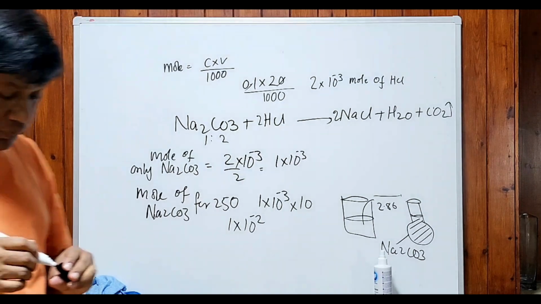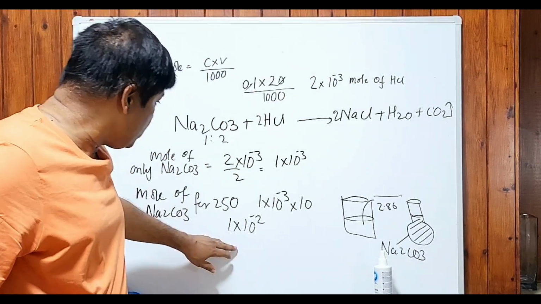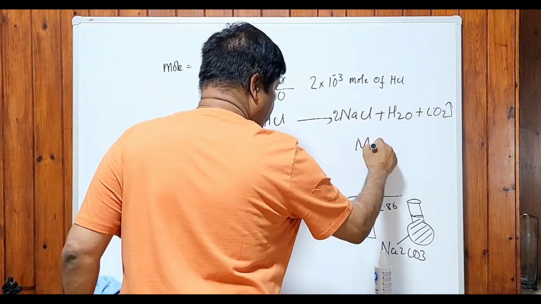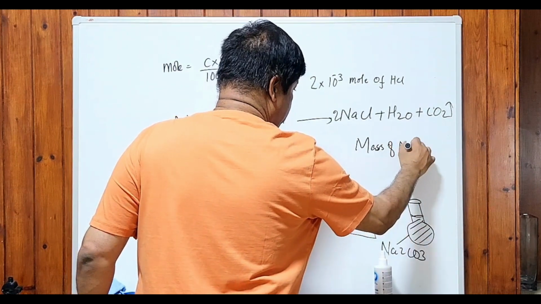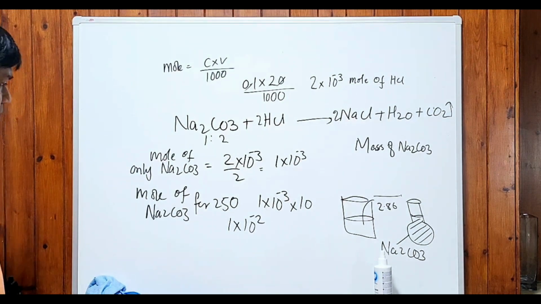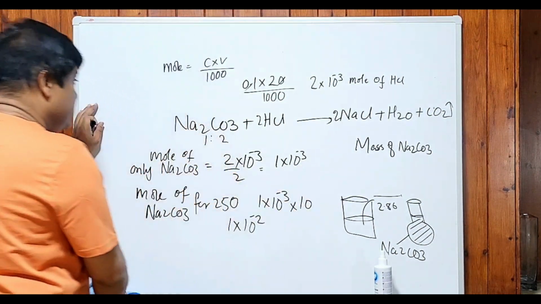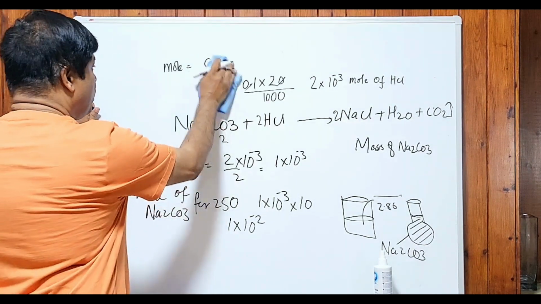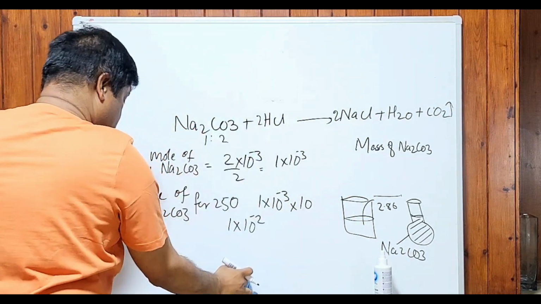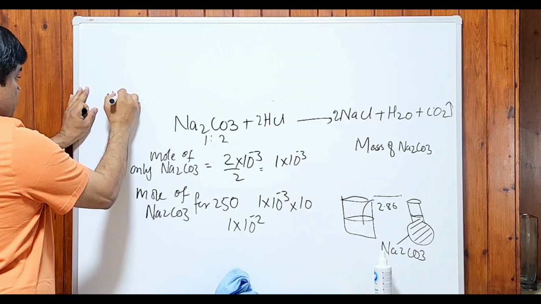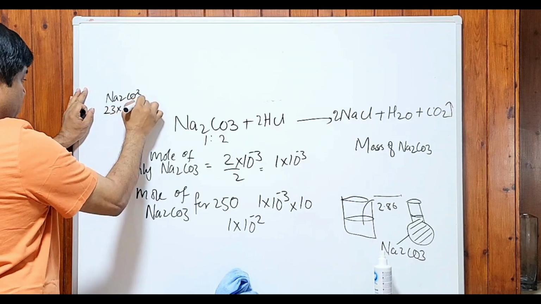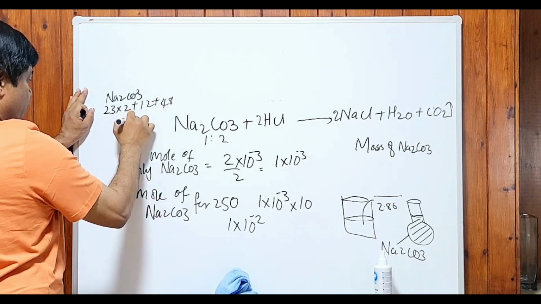With that mole, what can we do next? Can we work out the mass of only Na2CO3? Mass of sodium carbonate. Yes, why not? So mass equals mole times Mr. Mr of Na2CO3 is 23 times 2 plus 12 plus 48, which equals 106.